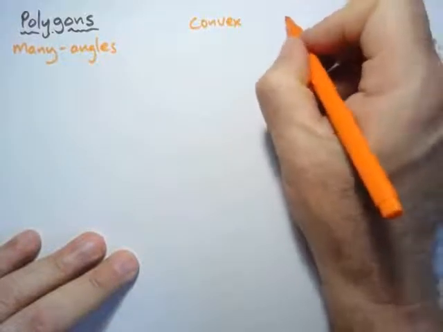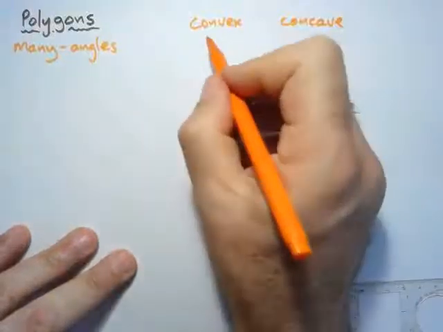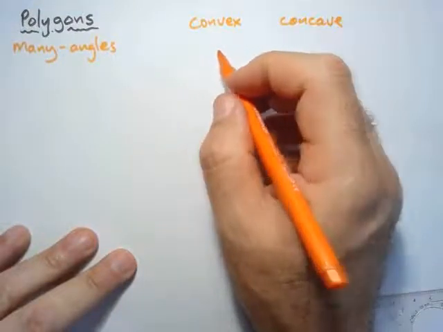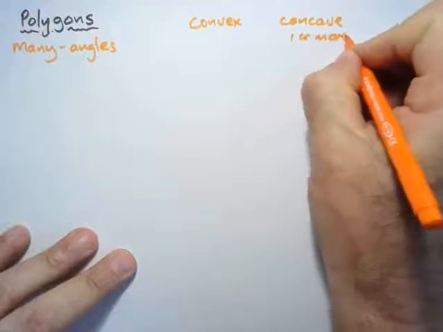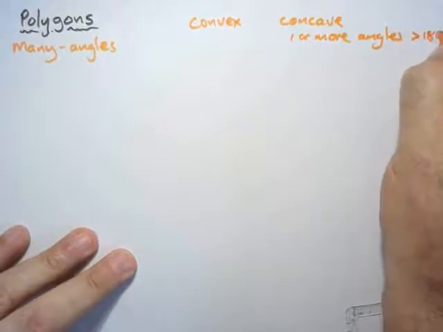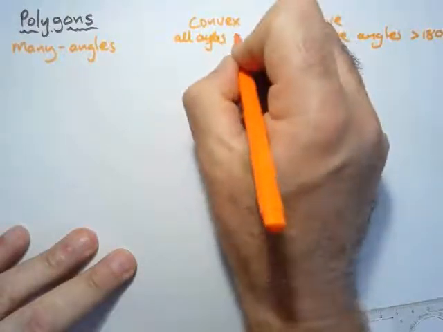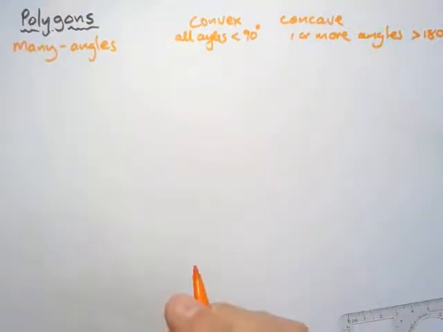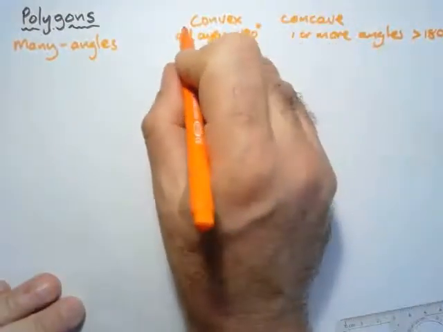or it can be non-convex or concave. Now remember what we said, convex, all points are outwards, which means less than 180 degrees. Concave, one or more angles is greater than 180. These are all angles less than 180 degrees. Not 90, 180. That's convex, that's concave.